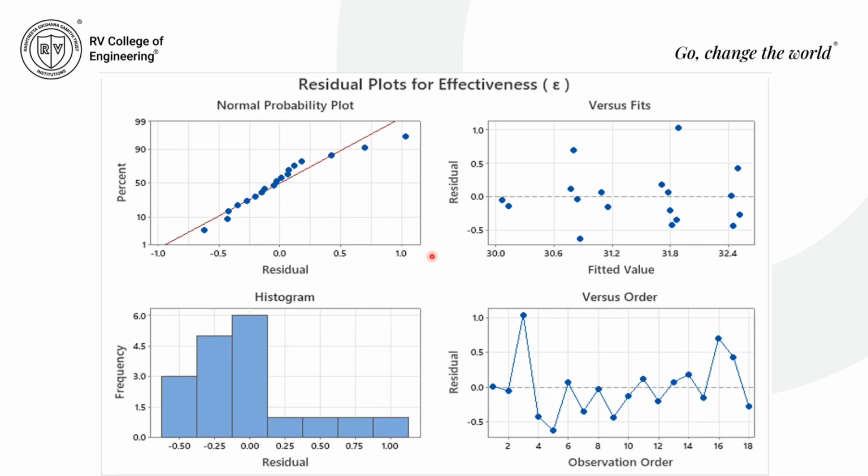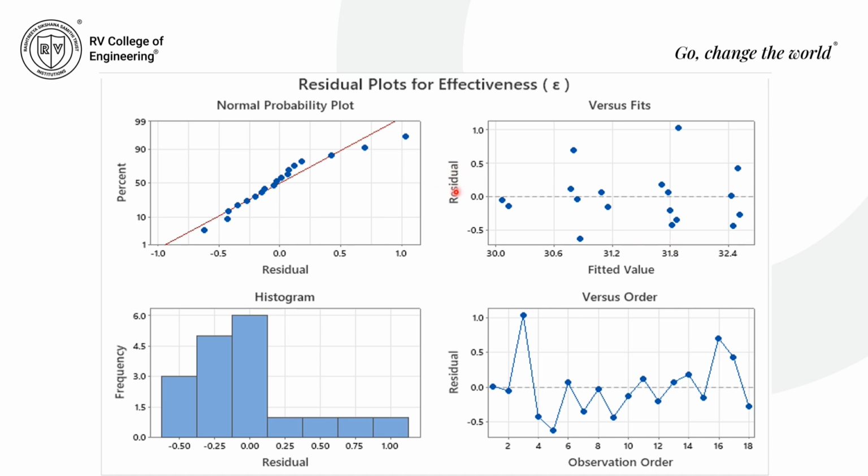I have got the different plots of this analysis. This is the normal probability plot, the residual plot. In order to make sure that the experiment is normally distributed, the points should be scattered near this red line. We can see all the points are very near to this line, and only a few are far away from it. So we can say the experiment is normally distributed, and in the histogram of residual versus frequency also we can say the experiment is normally distributed.